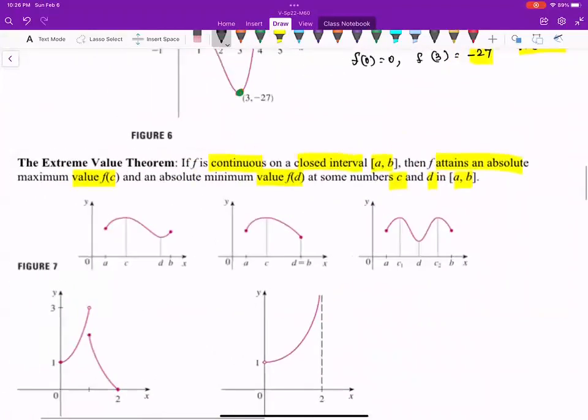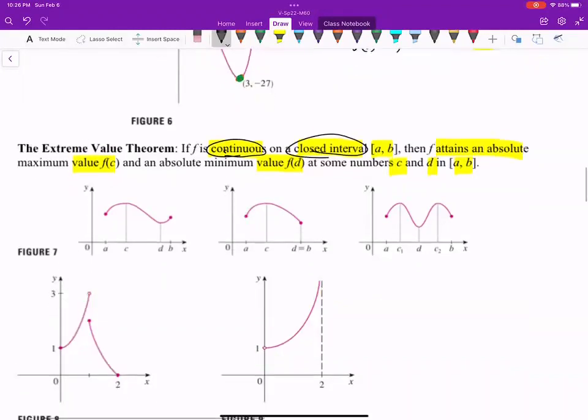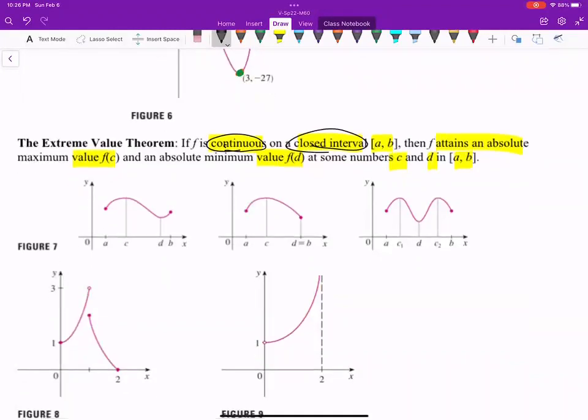Now, when do you say a graph will definitely have an absolute maximum and an absolute minimum? When it is continuous on a closed interval. So these two are requirements. So in this first graph, you notice that it's a continuous graph. It's on a closed interval AB. So there is a peak and there is a valley, right? So there is an absolute max and there is an absolute minimum.